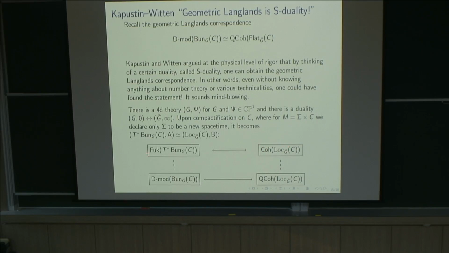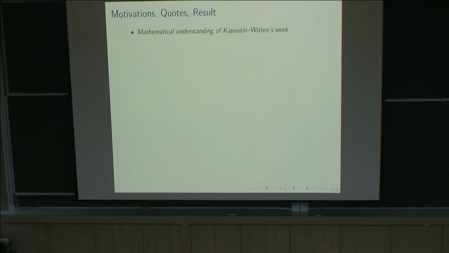And Fukaya category of T star bond G, it's closely related to D modules or constructible sheaves and whatever. And then coherent sheaves, quasi-coherent sheaves, this is just a matter of category of functional analysis. So you'll be getting some sort of equivalence between these as a form of mirror symmetry. That's the claim. Okay, so now I want to explain sort of the motivation for my work.